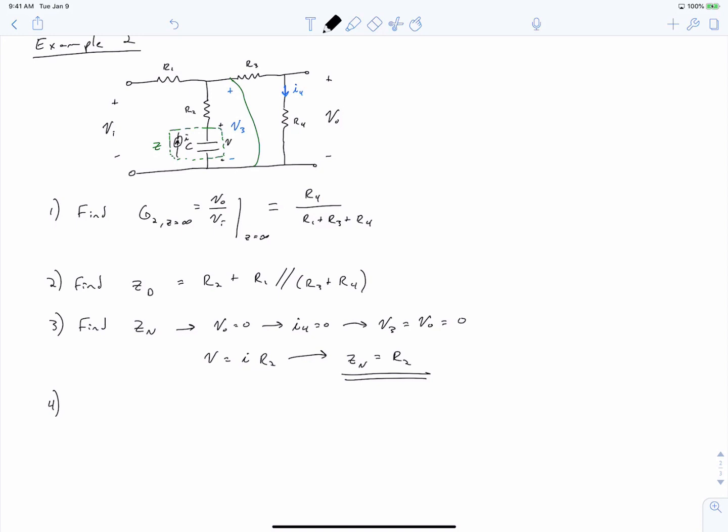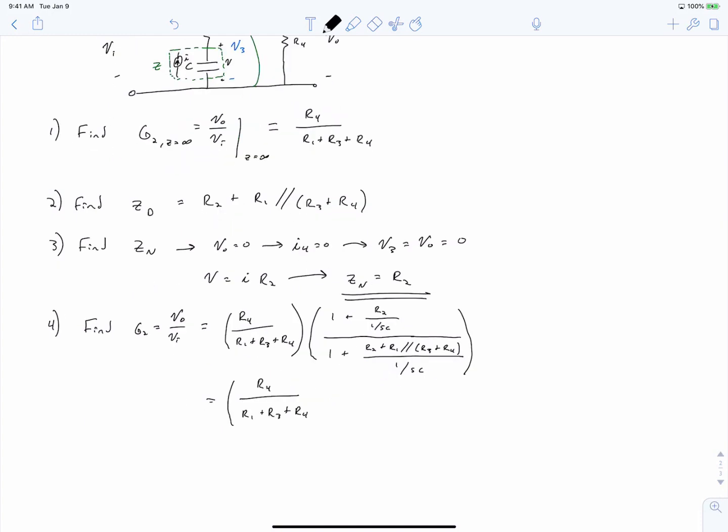So finally, use the extra element theorem to find G2, the final transfer function, when our capacitor is present. Press pause now and press play when you're ready to resume. So you can see that in this case, the extra element theorem has given us our circuit transfer function in pole zero form, which is very convenient.